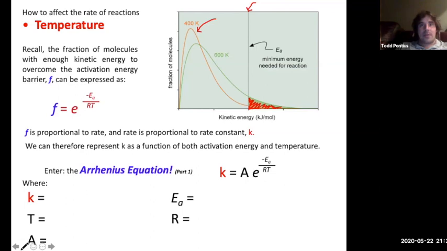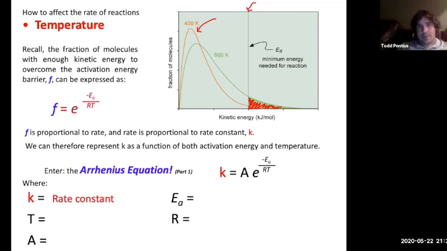Introducing the Arrhenius equation, part 1 of 3. There's multiple versions of this we're going to use. So our generic form is k is equal to A times e, Euler's constant, 2.71 something, to the power of negative activation energy divided by RT, where k is our old friend, the rate constant.